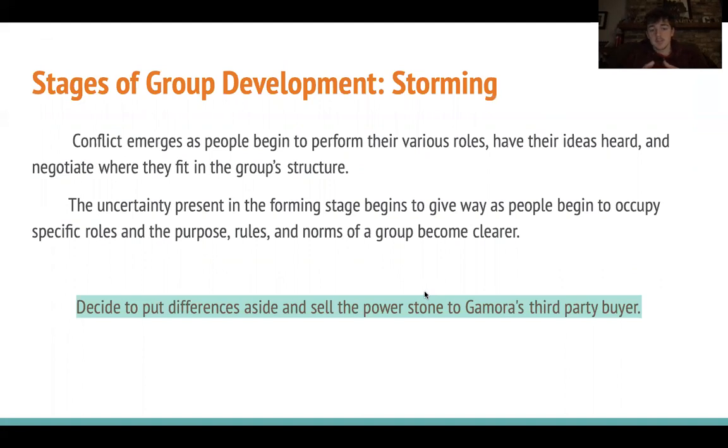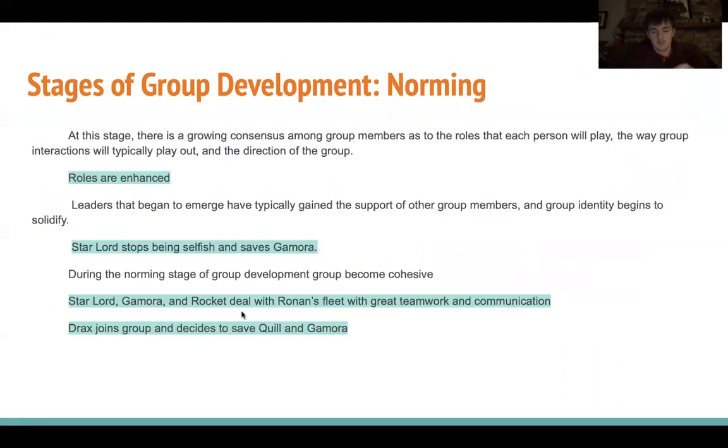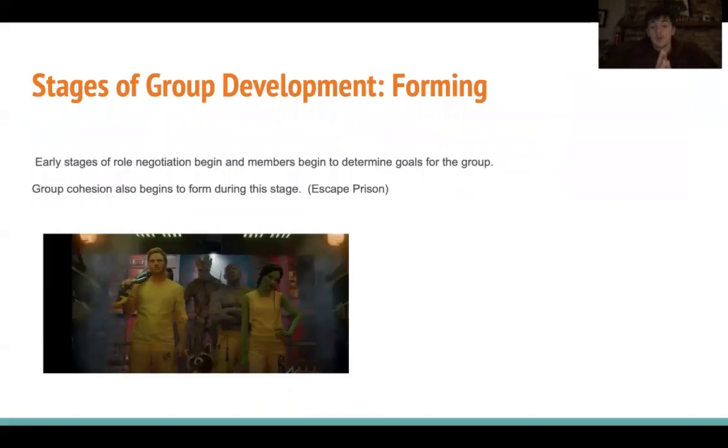The second one is the stages of development. First is forming. They formed in this prison. That's when they introduce each other, they meet, they observe their strengths. Rather than goals, they determine what they're good at and what they're bad at. And then they form their goal after they escape prison.